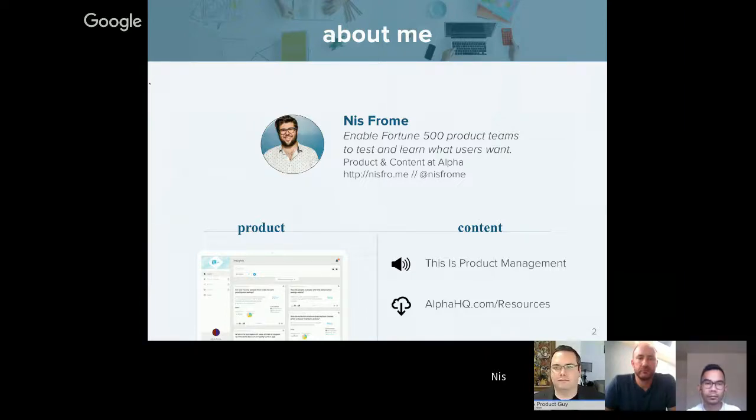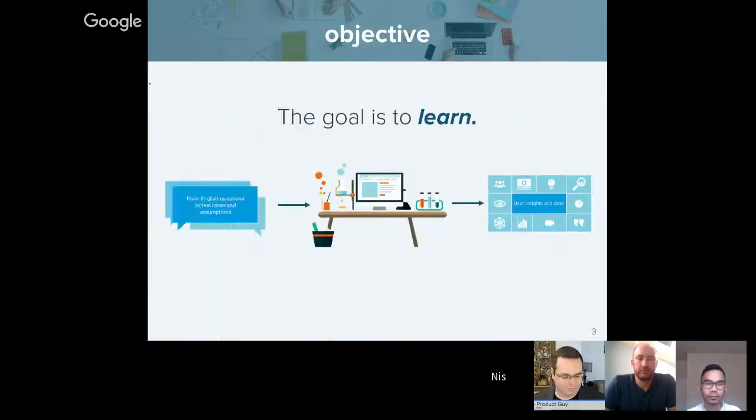So what is the point of a design sprint, or really any sort of way to do testing? The point is to learn. The point is to have plain English questions, assumptions that you might want to test, and run them through some sort of process, whatever that looks like, and that'll be what we talk about today, and get user insights and data that hopefully can inform your decisions.